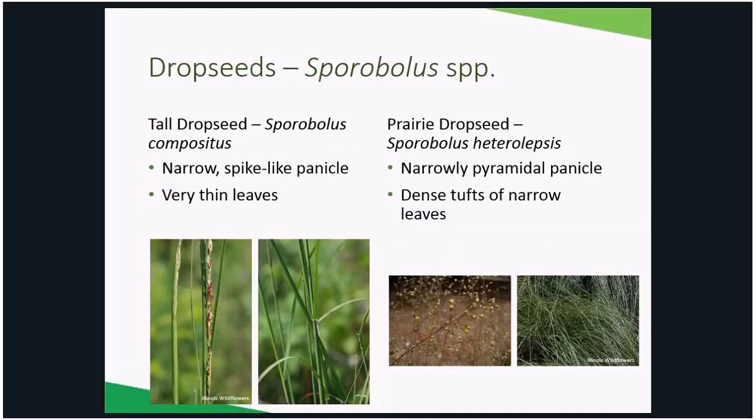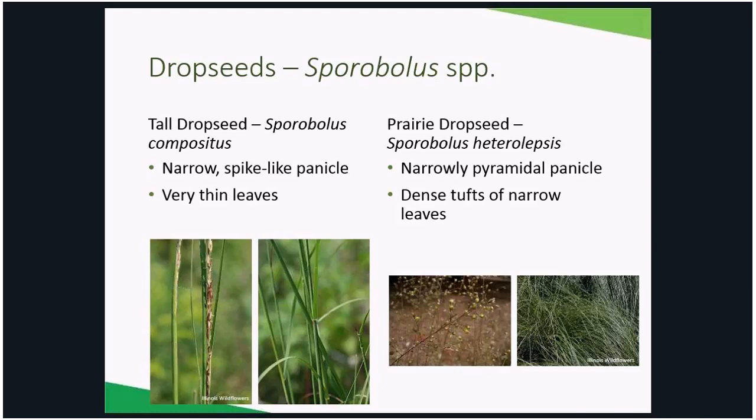Okay, the last general group that we'll look at are the drop seeds, and these aren't really remarkable in appearance. They have much thinner leaves than a lot of the other grasses that we looked at. You can see that in this photo here and in this photo here, much thinner leaves. And then their panicles are pretty narrow as well. So you can see tall drop seed, it has this spike-like panicle that actually stays somewhat inside of the stem, even when it's flowering. So very, very not showy of an inflorescence. And again, those very thin leaves.